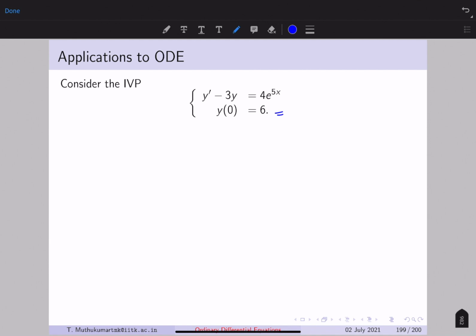As we mentioned in the previous lecture, the idea of introducing Laplace transform is that the Laplace transform will convert the differential equation into an algebraic equation.